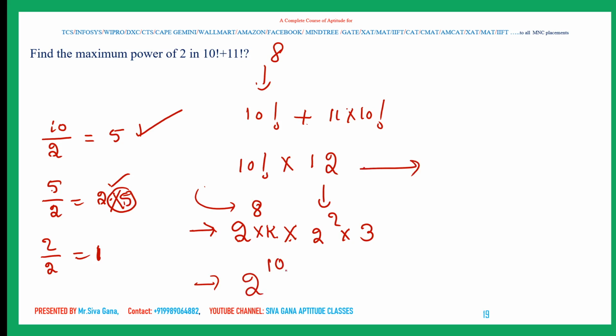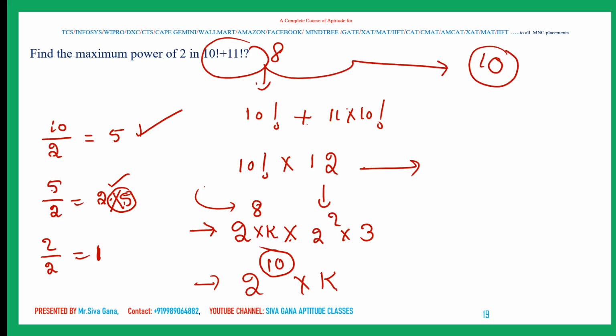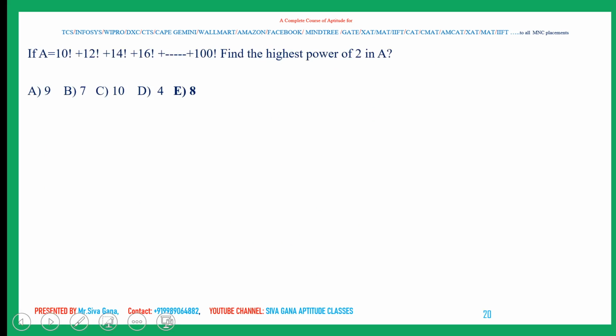8 plus 2, 10 into some constant. So we can write maximum power of 2 up to 10. In this number, the maximum power of 2 is how much? 10. We can write up to 2 power 10. We cannot write 2 power 11. Now 10 factorial plus 12 factorial plus 14 factorial plus 100 factorial, right? Find the highest power of 2, he is asking.